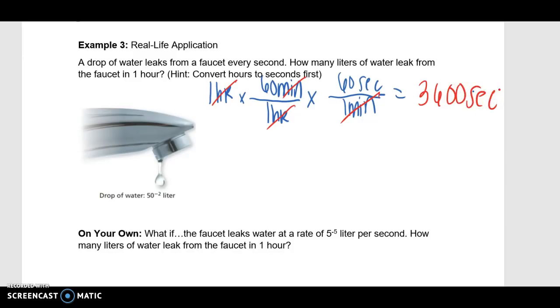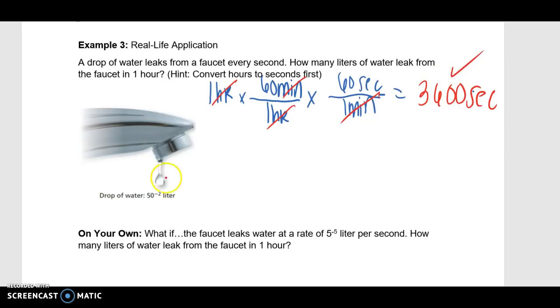And you're left with 3,600 seconds. So some of you might find this equation confusing, but you're still doing the same thing that you would do in your head. You know in 1 hour there's 60 minutes, 60 minutes or 60 seconds, so all you're doing is multiplying 60 by 60 to get 3,600. So now we know that there's 3,600 seconds in 1 hour.